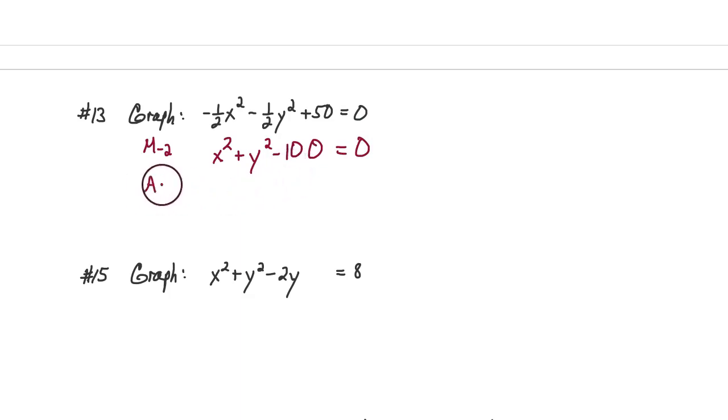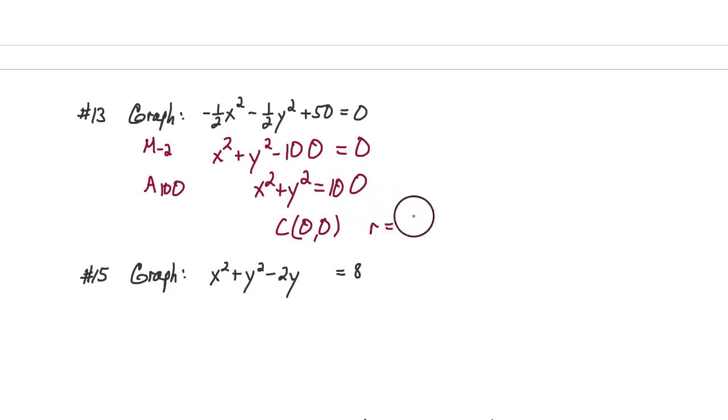Now what do you need to do to get the right form for a circle? You have to add the 100 to the right side. So we have x squared plus y squared equals 100. Now we're ready to identify the center and the radius. Where's the center when it's just x squared and y squared and no numbers in parentheses? It's 0, 0. Now what's the radius? It's the square root of 100, which is 10.